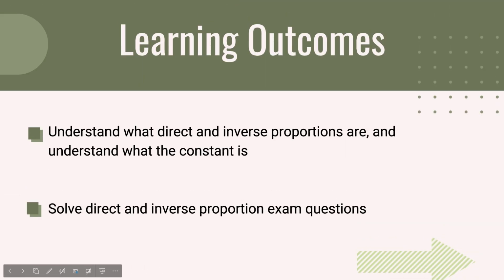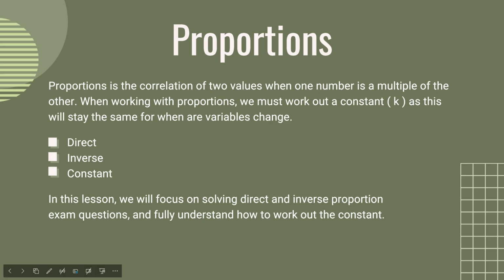Our learning outcomes for today are to understand what direct and inverse proportions are, and understand what a constant is. It's also to solve direct and inverse proportion exam questions. So, what is a proportion? Proportion is the correlation of two values when one number is a multiple of the other. When working with proportions, we must work out the constant k, as this will stay the same when the variables change. In this lesson, we will focus on solving direct and inverse proportion exam questions and fully understand how to work out the constant.